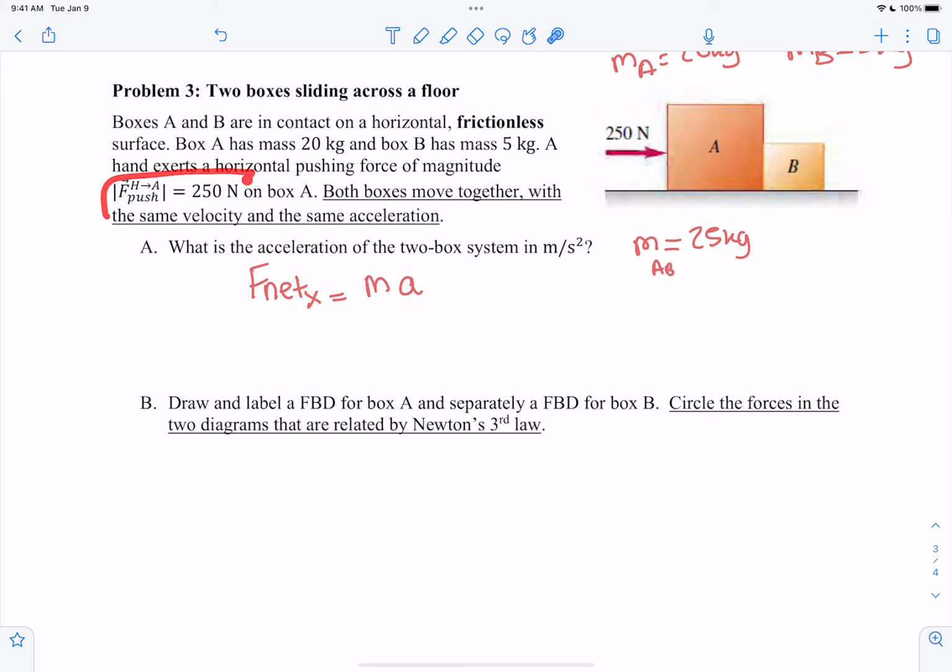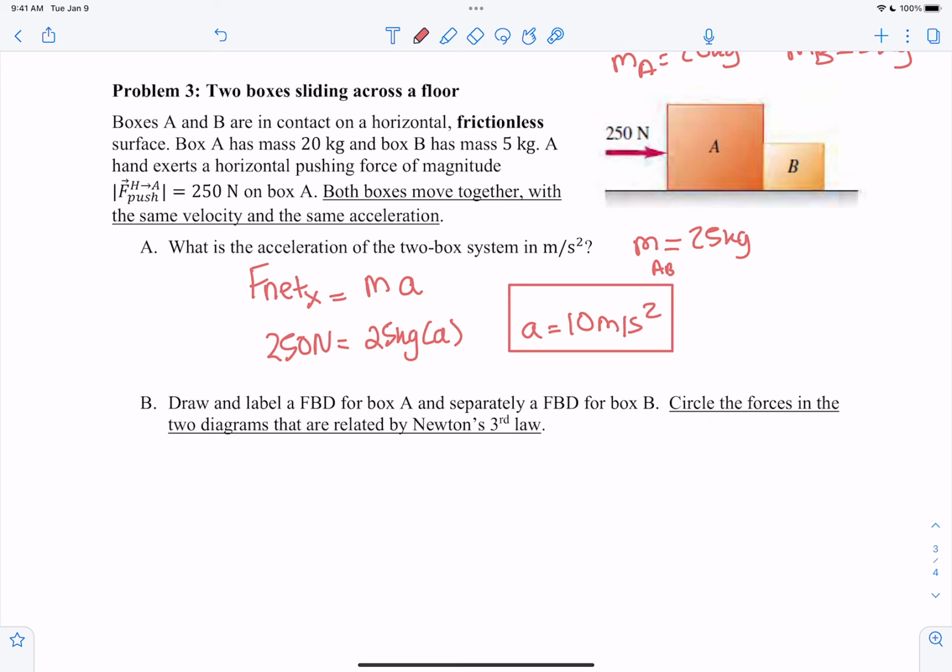And that's the push force there. So 250 newtons is equal to 25 kilograms times our acceleration, and acceleration is then equal to 10 meters per second squared, right? This 250 newtons is projected onto A, and that same 250 newtons is projected onto B because they're moving together. Think of these boxes as glued together essentially, right? So sound good for part A?